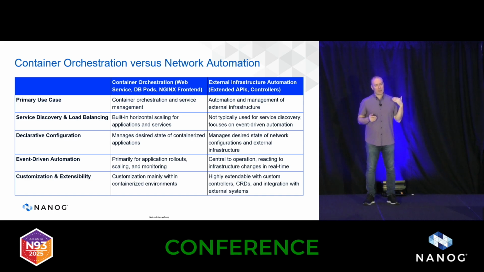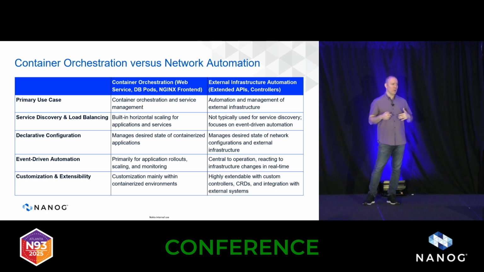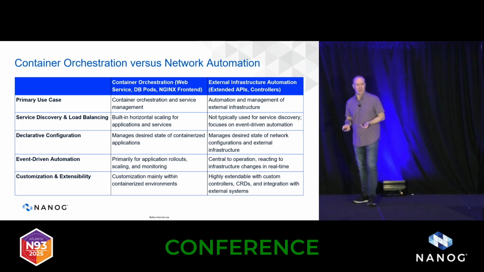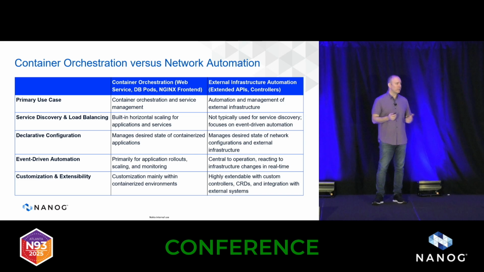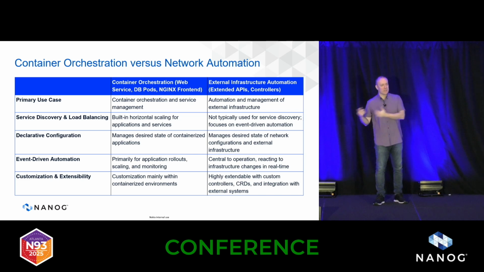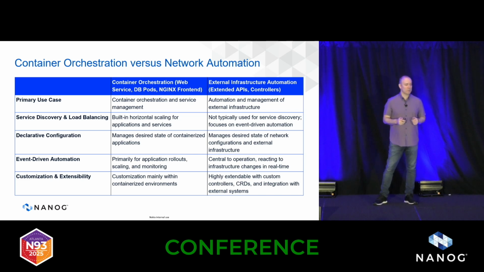And then the other important thing is whether the solution is event-driven. Well, in our case, in network automation, everything is event-driven. This is why CRDs and reconcilers are so important. In the case of container orchestration, yeah, you can have some applications that require some deployments and rollouts, but not everything is going to be event-driven. But event-driven is key in the case of network automation.